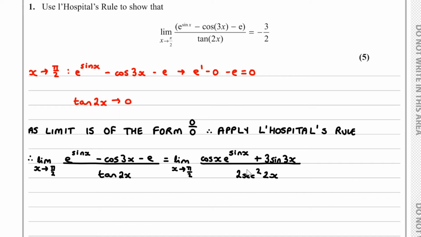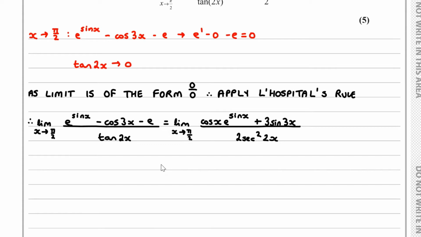So if we work all of this out, well, on the top we have the cosine of pi over 2 times e to the power of the sine of pi over 2 plus 3 times the sine of 3 pi over 2, and along the bottom we have 2 times sec squared of 2 times pi over 2.